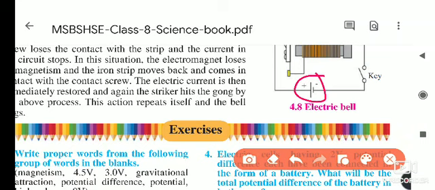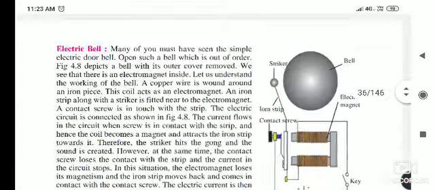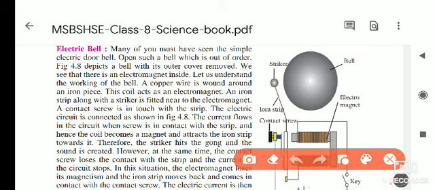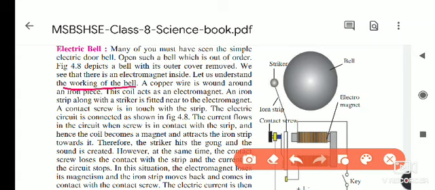So you have to draw these points in the figure. Now we will see how it works. The working is given here. You must have seen a simple electric bell. Open such a bell which is out of order. Here its structure is shown, a copper coil. Let us understand the working of the bell. So here our question's answer is the working of the bell.